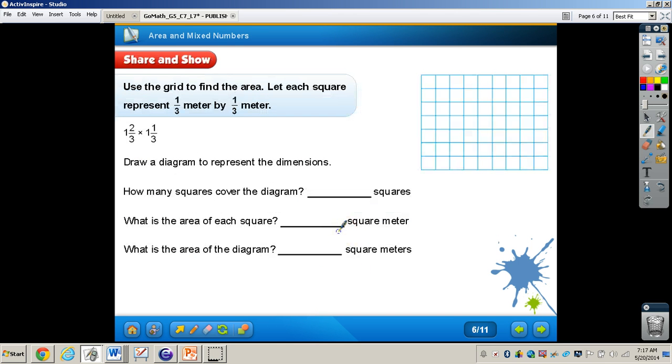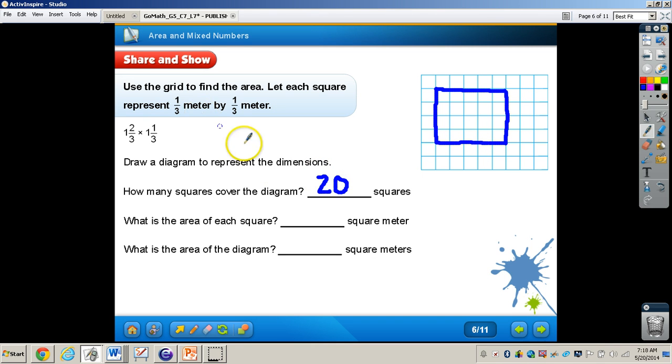Okay, now we're going to look at this grid, and each square is going to represent 1/3 by 1/3 meter. Okay, so we have 1 2/3, so let's draw that out. This is 1/3, 2/3, 3/3, or 1 whole. 1 1/3, 1 2/3. Okay, moving down, 1/3, 2/3, 3/3, and then finally 4/3, or 1 1/3. We can connect this section now. All right, so we have a diagram to represent the dimensions, and we can see that this is 1, 2, 3, 4 by 1, 2, 3, 4, 5, so 20 squares.